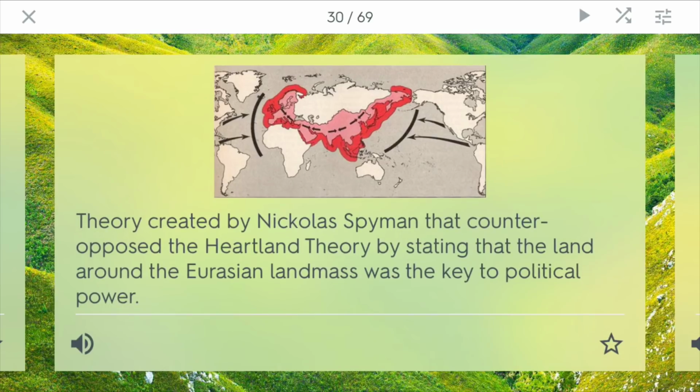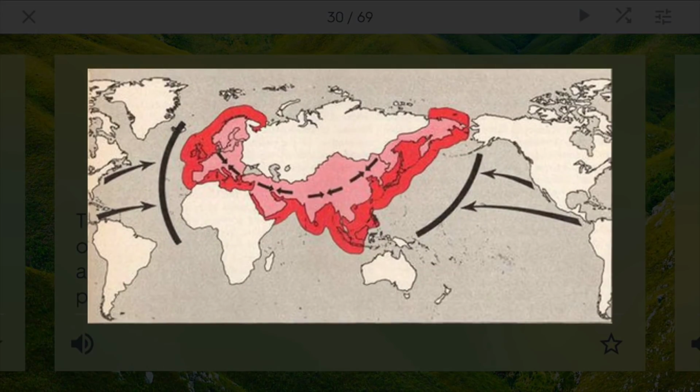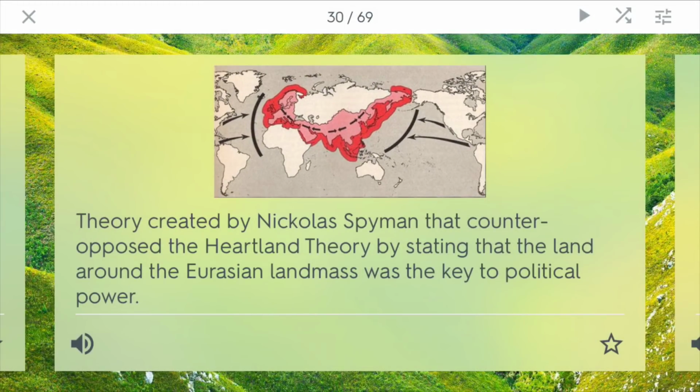And the Rimland theory is kind of going against this. This was a theory created by Spykman that countered this Heartland theory. It stated that the land around the Eurasian landmass was the key to political power. So it wasn't solely based on Russia anymore. The ring of countries and land around Russia is really what contributes to the power of the area. So Russia may not necessarily hold together all of Eurasia anymore. It's really different places around Eurasia, surrounding Russia, that are really linking political power of the world that we see today.